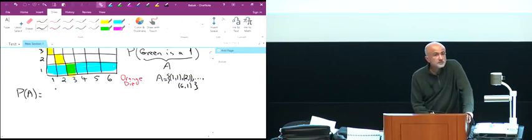Everybody, how do I figure it out? What law do I use? The uniform probability law. Uniform probability law says what? The numerator takes what value?